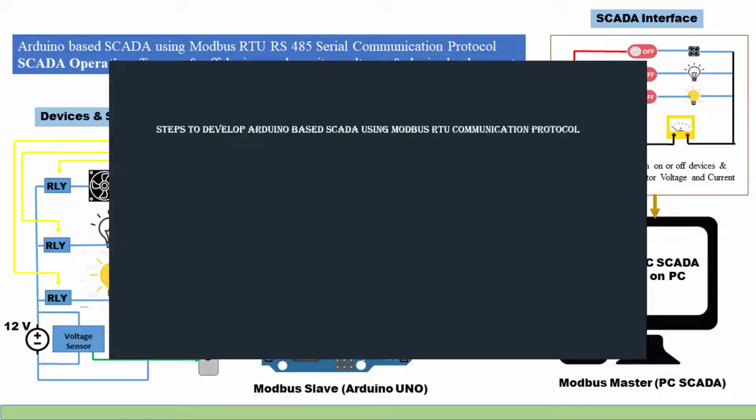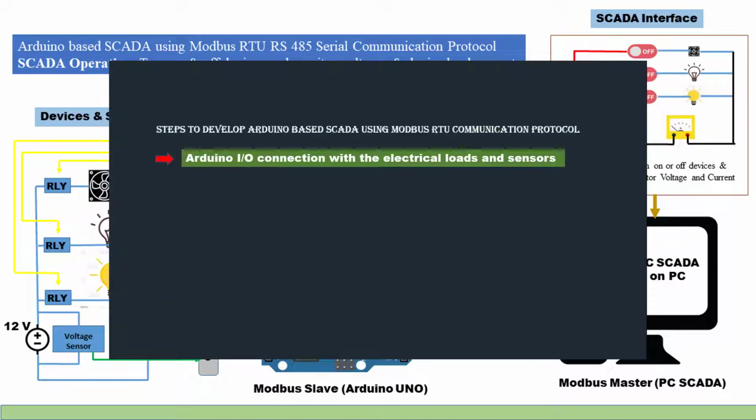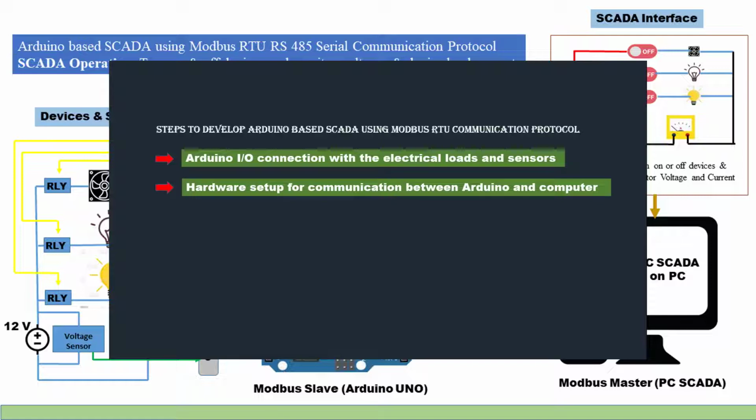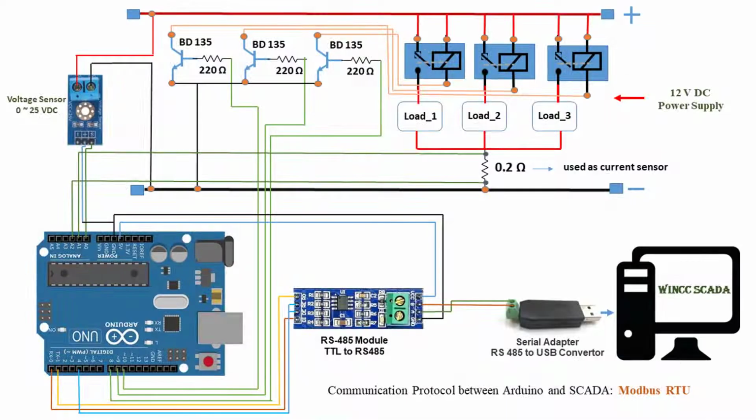Our overall project discussion will be focused on the following topics: Arduino input-output connection with the electrical loads and sensors, hardware setup for communication between Arduino and computer, Arduino coding and Modbus RTU library, and finally creating the SCADA screen using TIA Portal software. Our main operation from the SCADA interface is to turn on and turn off three simple electrical loads and to monitor the load voltage and load current.